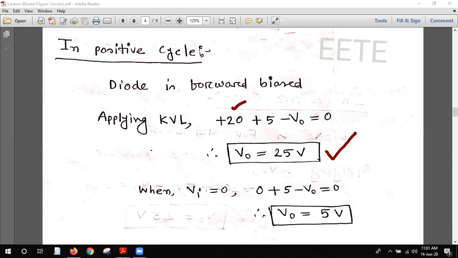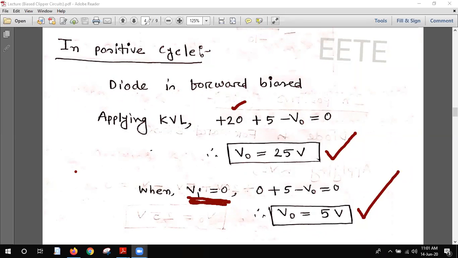But we also have to find out the starting point. At the starting point, Vi is 0. So at that time, the KVL will be 0 plus 5 minus V naught. So the starting point will be 5 volt, my student. Right now, the output cannot start from 0, because when the input is 0, the output is 5 volt. So that is the change I need to make in this example. Okay, so this is for the positive cycle.